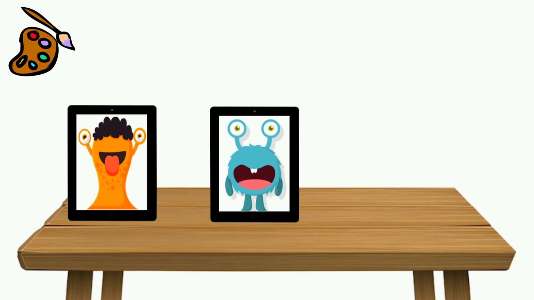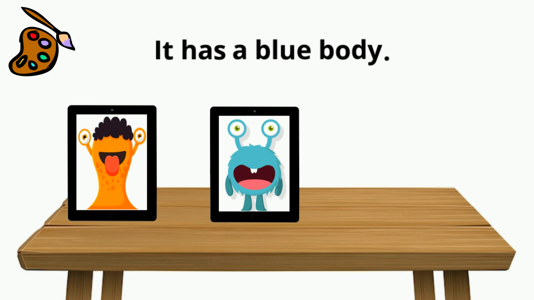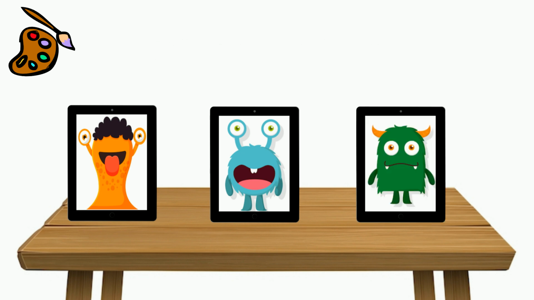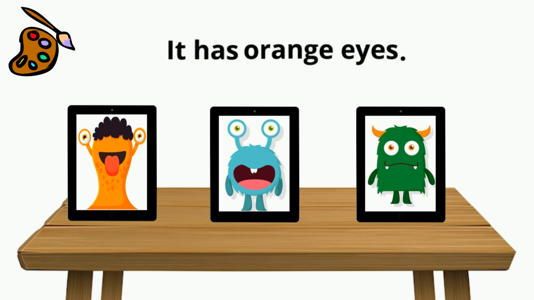What colour body has the monster? A blue body. It has a blue body. What colour eyes has the monster? Orange eyes. It has orange eyes.